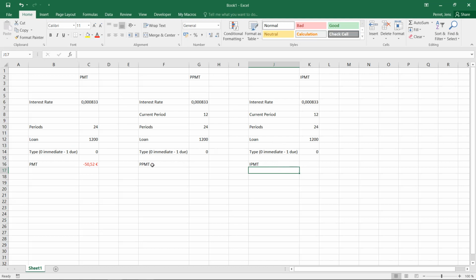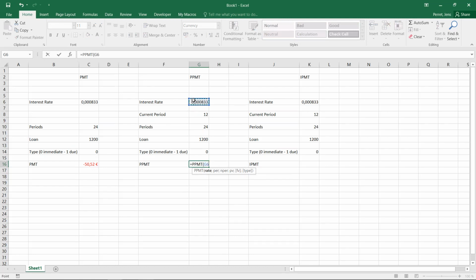Due to the fact that those two values actually differ regarding which period I'm talking about, I have here one additional option, which is the current period. So depending on the current period, I will get different results for Ppmt and Ipmt. But in either case, both of them taken together will always make up my annuity calculated via the Pmt. So let's start with the Ppmt.